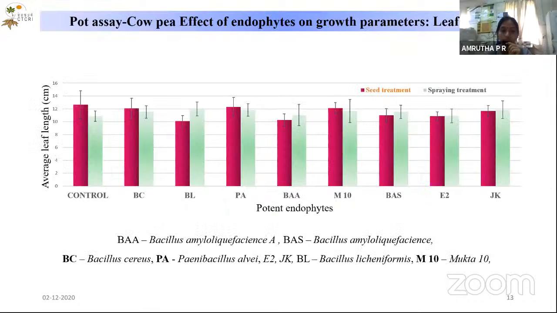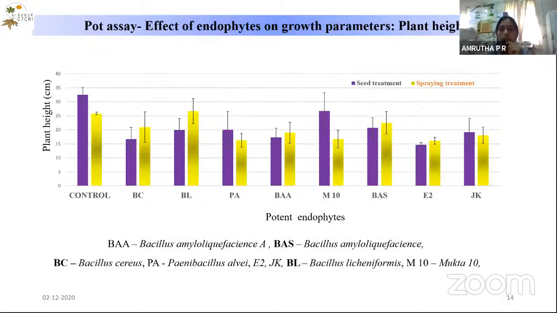Taking all together, we did a pot assay where leaf length and plant height were studied in cowpea seeds. Two treatments were there, seed treatment and spraying treatment. Compared to the control, the results were much better in Bacillus cereus, Paenibacillus alvei, and M10 and JK. For plant height, the result is significant in spraying treatment, but in seed treatment compared to control, the result was not that significant.